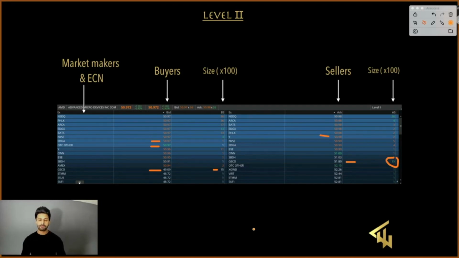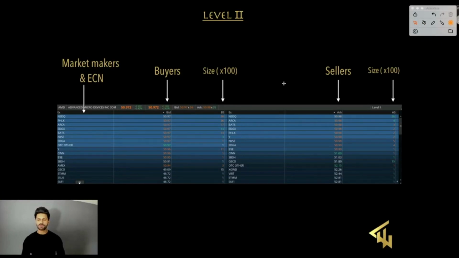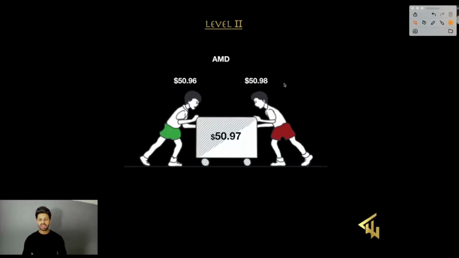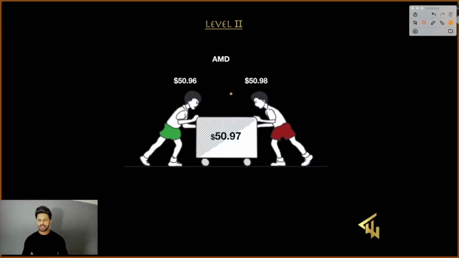Okay, now we're going to come back to this particular picture and I'm going to break this down more, but before I do that, I'm going to show you how this looks on an illustration that we were looking at earlier. Let's say we have these buyers and these sellers. Right now the price of the stock is $50.97. The first thing we're going to look at is those orders that are displaying at a higher price and a lower price.